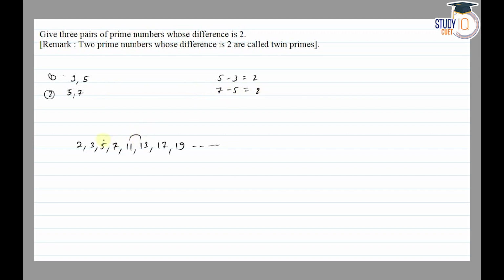Next हो जाएगा 11 and 13. यहाँ भी हमारे difference हो जाएगा 13 - 11 = 2. So 3 pairs हो जाएंगे हमारे 3, 5, 5, 7 and 11, 13.